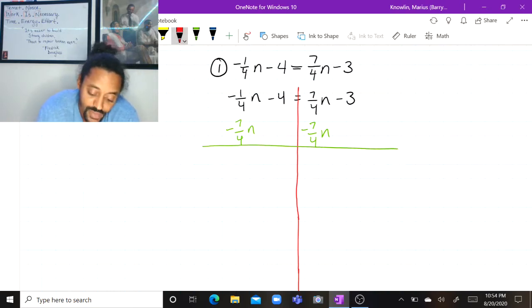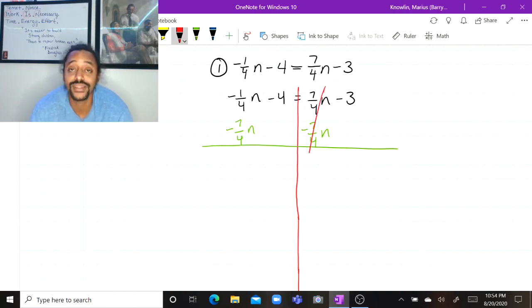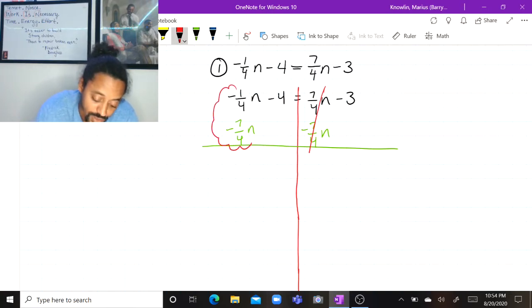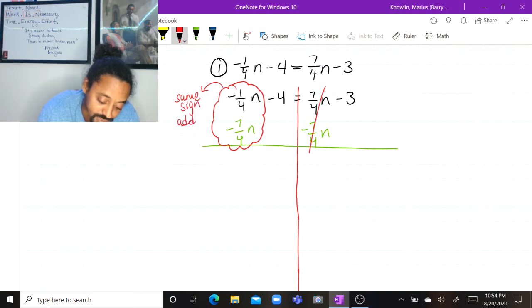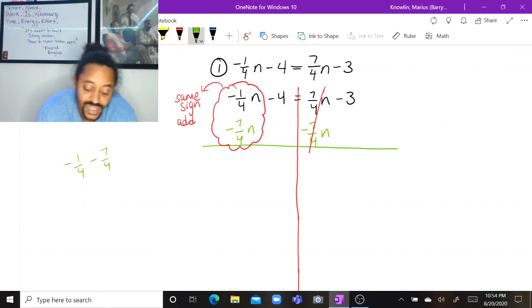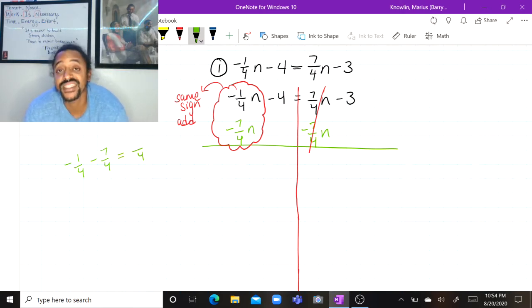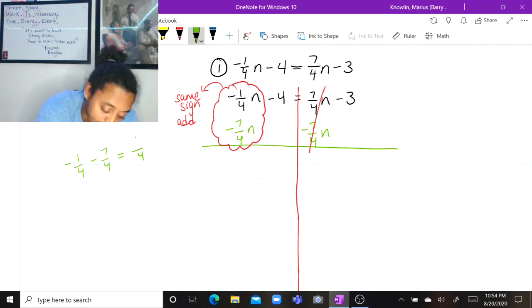When we do that, the 7/4 n cancel out on the right side, and on the left side we have to combine these like terms. Since they are the same sign, we're simply going to add them. Same sign, you add. So on the left, I have negative 1/4 and negative 7/4. The first thing we need to remember is that when adding or subtracting fractions, the denominator has to be the same, which in this case they are. So the denominator is going to be 4, and we're really just adding. That's 7 and 1, that makes 8, and we're going to keep that negative.